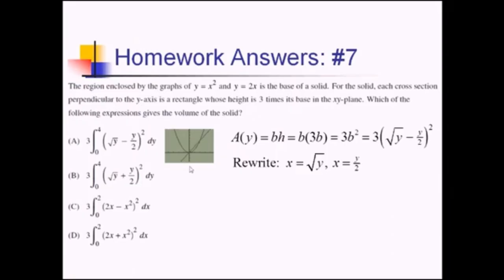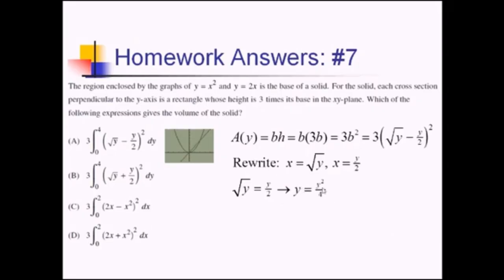But we also, if we wanted to, could go back and find the limits of integration. So that's just going to be where these two functions intersect in terms of y values. So we can actually take these two rewrites here and set them equal to each other. Radical y equals y over 2. Square both sides. We've got y equals y squared over 4. And then I'm going to multiply by 4.